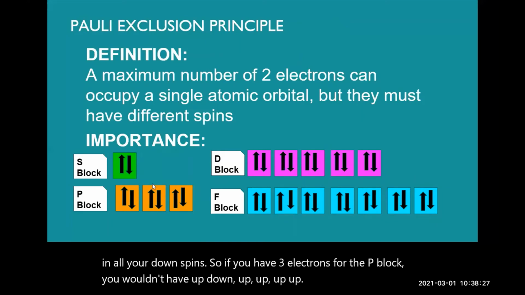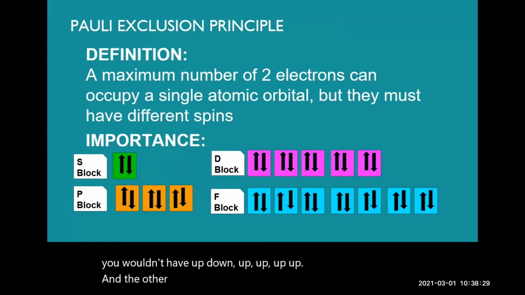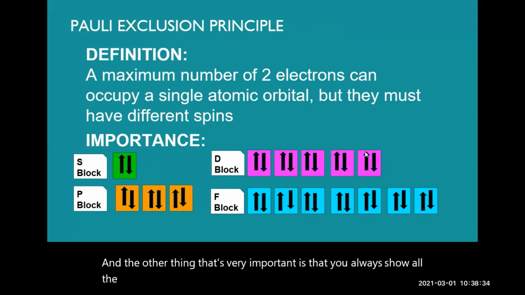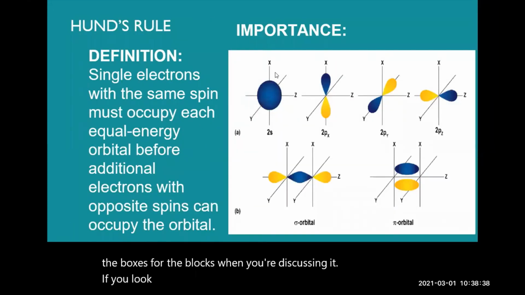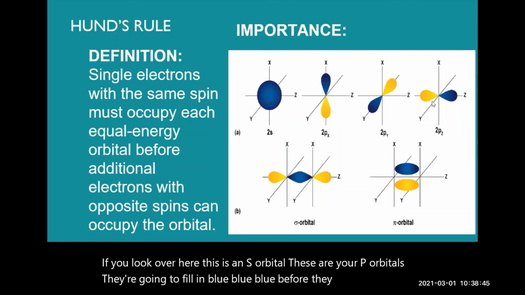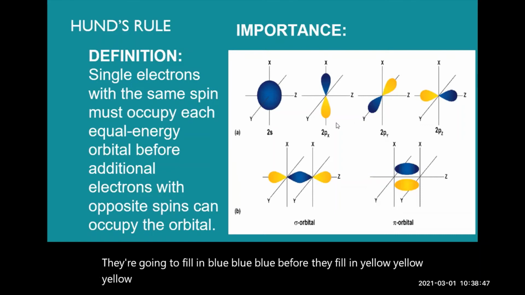And the other thing that's very important is that you always show all the boxes for the blocks when you're discussing it. If you look over here, this is an S orbital. These are your P orbitals. They're going to fill in blue, blue, blue before they fill in yellow, yellow, yellow, that type of thing.